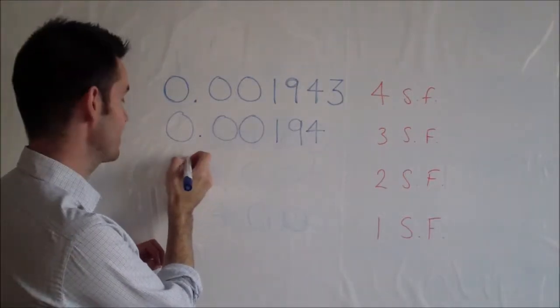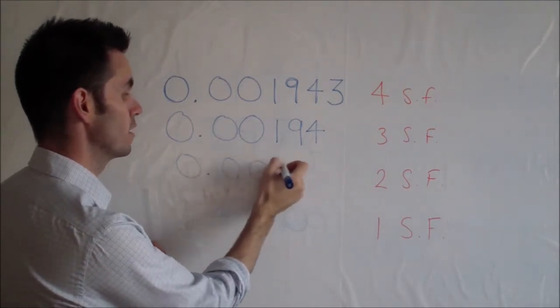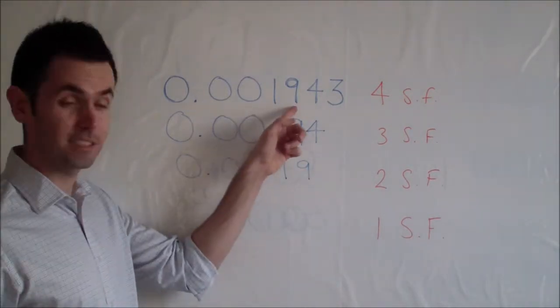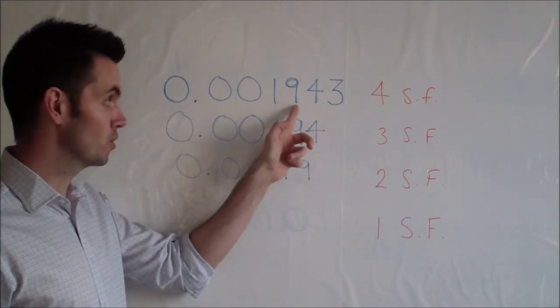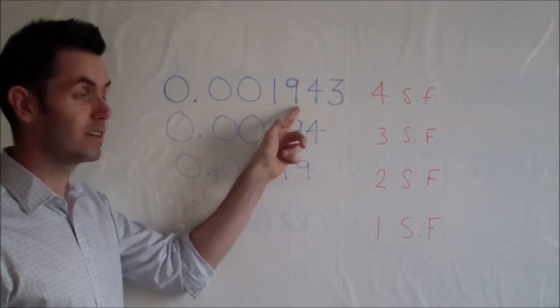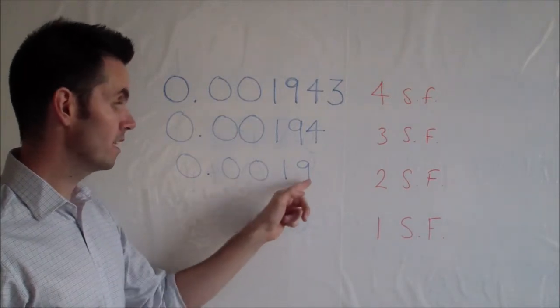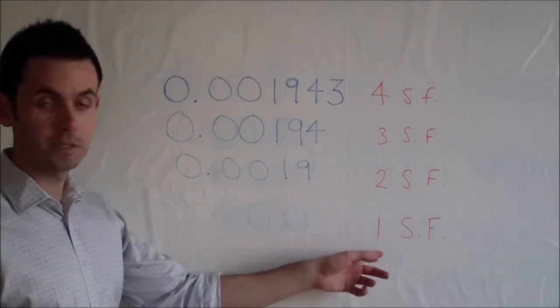To 2 significant figures the answer is 0.0019. Again, you just take the first 2 significant figures, check the next digit, make sure you know that because that's less than 5, the 9 stays as it is, so it's 0.0019 to 2 significant figures. Now do it to 1 significant figure.